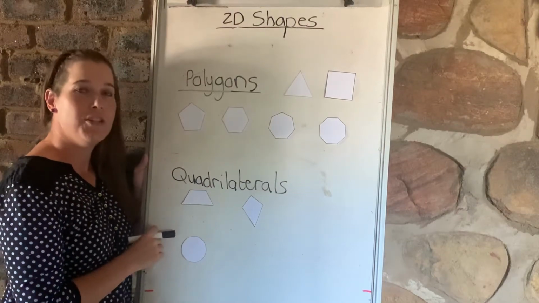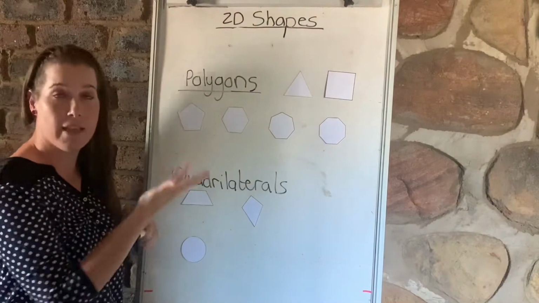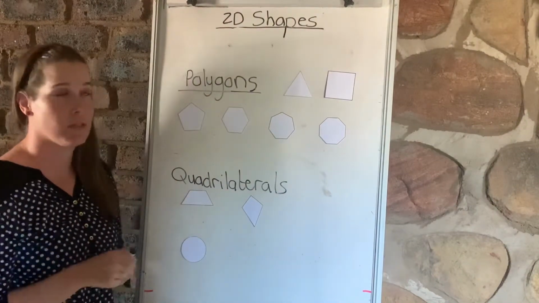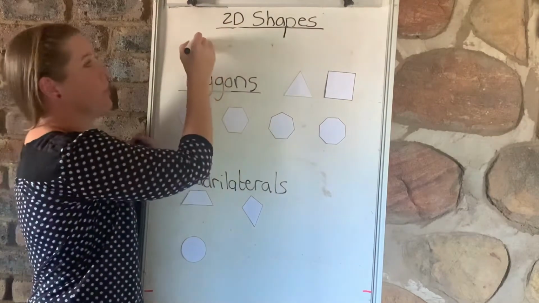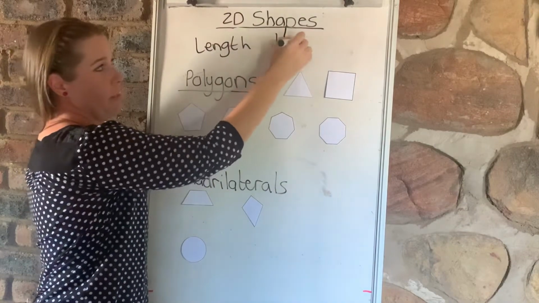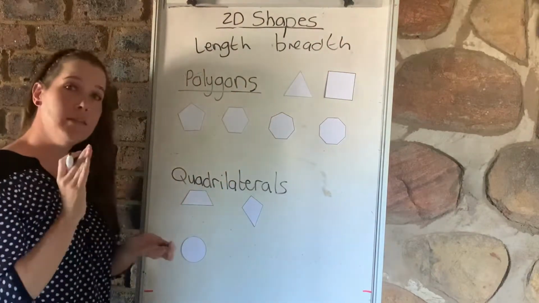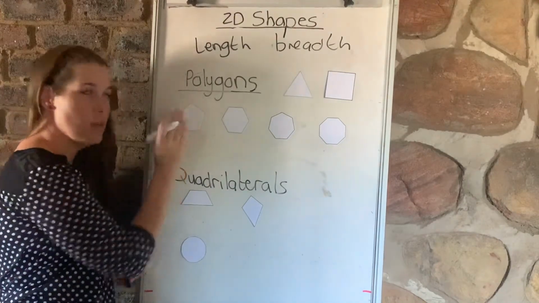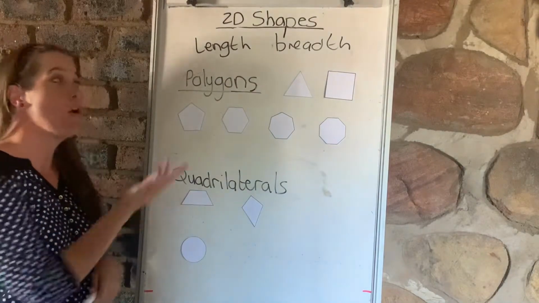Hello guys, today we're going to look at 2D shapes. Obviously the D stands for something, and those are dimensions. Now when we are working with 2D shapes, we work with length and we work with breadth. This means these shapes have no height and that's why they are flat. Now the most common 2D shapes we work with are polygons.